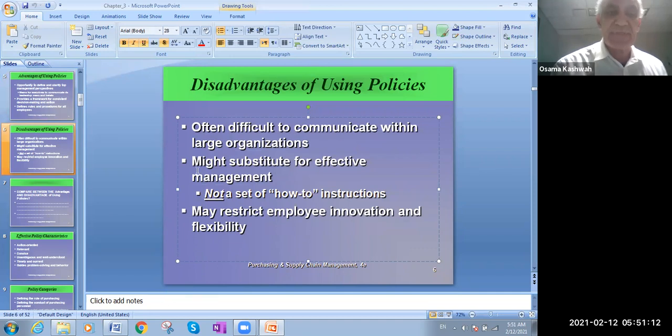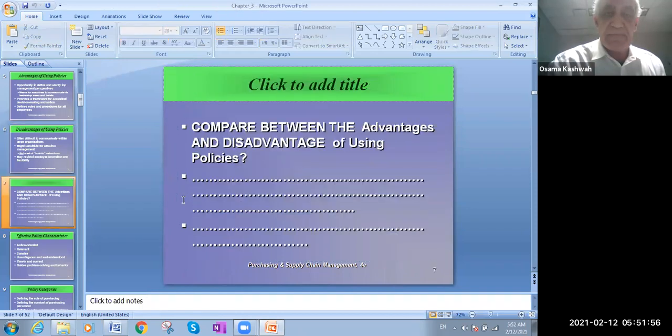How about the disadvantages? It's difficult to communicate within large organizations. That's true. Might substitute for effective management. Not a set of how-to instructions. The policy is not a how-to, so still some details will be missed. May restrict employee innovation and flexibility, because you put rules on the employee, he cannot work. If he has new ideas or something, he won't be able to bring them out because you put him under constraints. Here we have a question. Compare between the advantages and disadvantages of using policies.